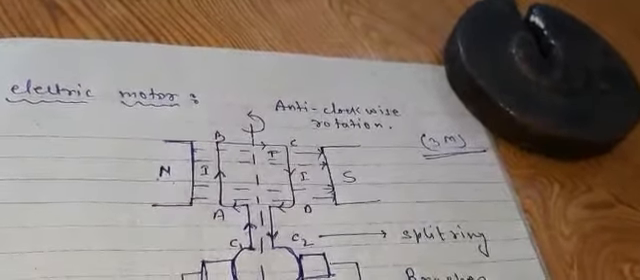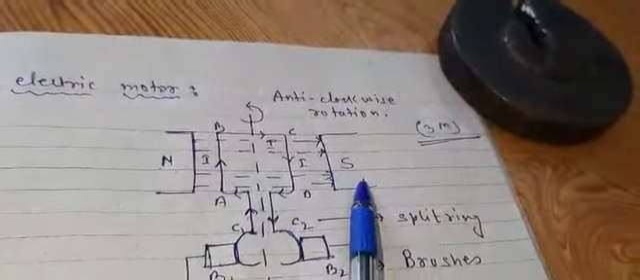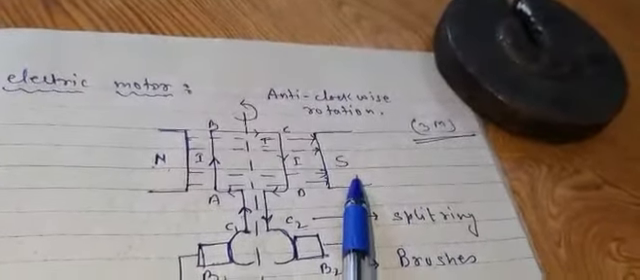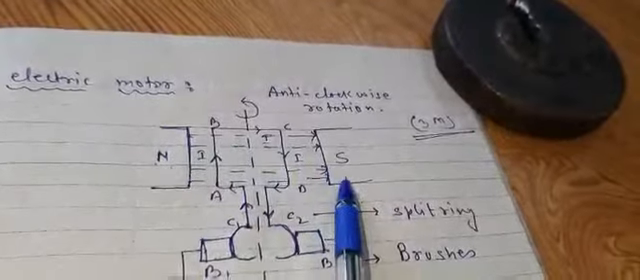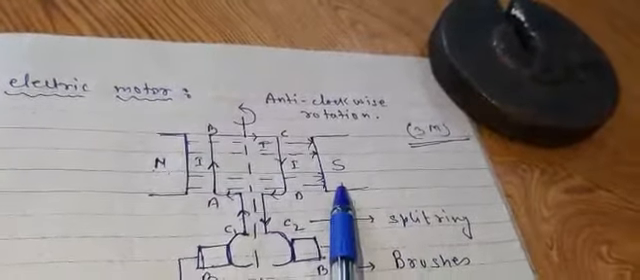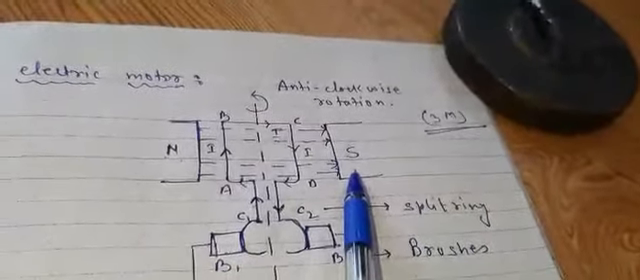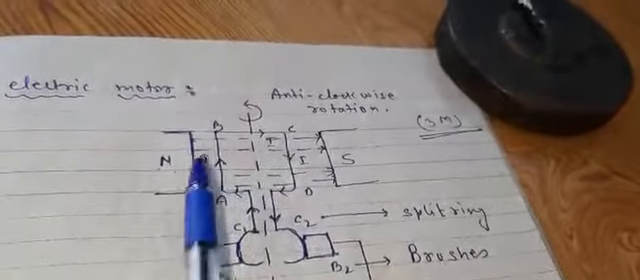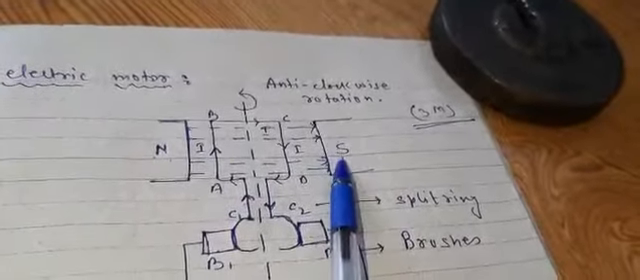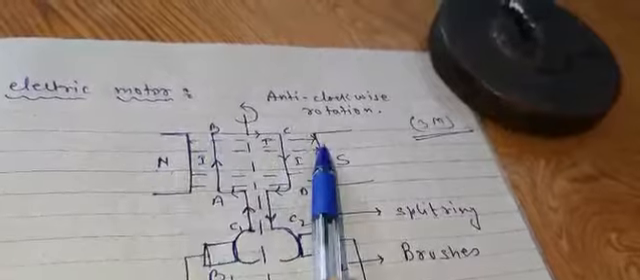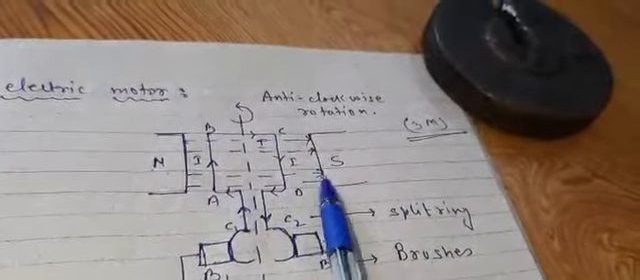Listen to one word carefully. These north and south poles of the field magnet are utilized to create a very strong magnetic field, but of constant magnitude. And just observe their direction. From north to south, it will be a straight line.